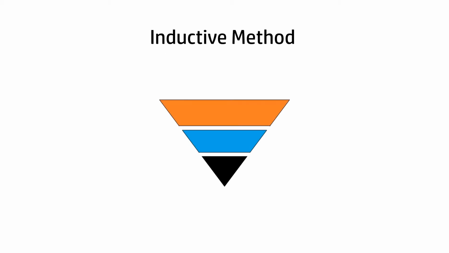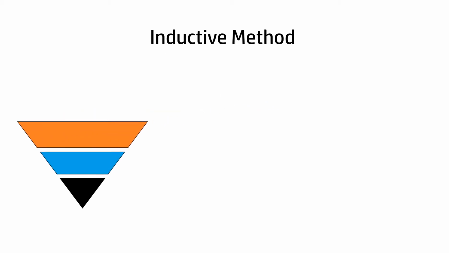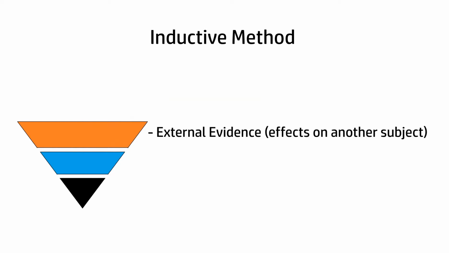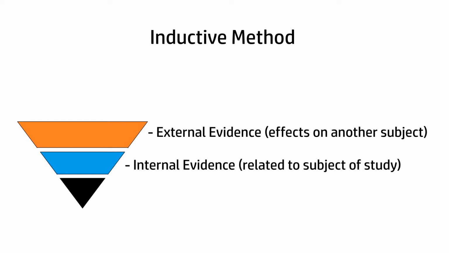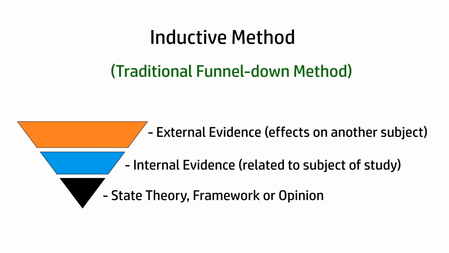2. The inductive method. The inductive method is like the opposite of the deductive method. This method requires more exploration and requires you to start off with an external example or an observation, then funnel down to the evidence related to the main subject of your assignment, and eventually a theory to explain the events and show your analysis. The inductive method is the epitome of the external to internal principle.